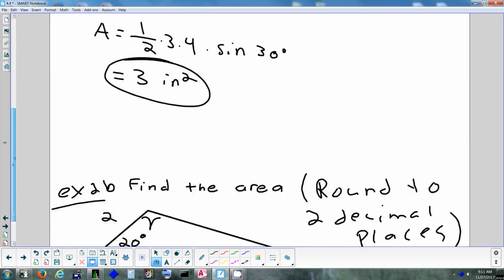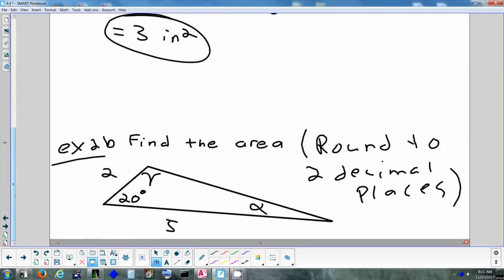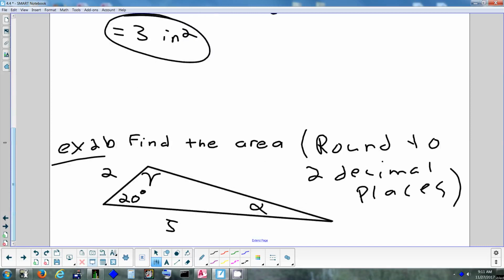All right, and I'll give you one to try on your own. This time the angle, it's an angle that's not going to come out nice. So when I ask you to do it, just round it off to 2 decimal places.